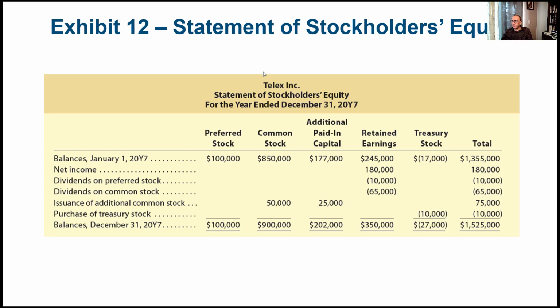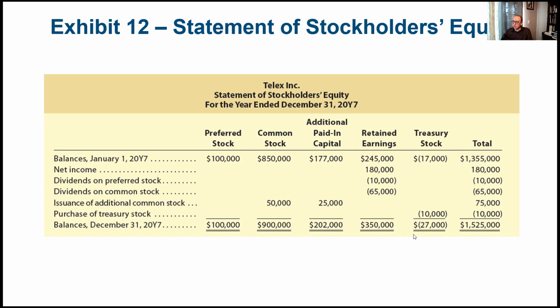You can see here an example for the statement of stockholders' equity. We have a column for preferred stock, a column for common stock, a column for additional paid-in capital, a column for retained earnings, treasury stock, and total. And then we start with the beginning balance. Then we show the effect of the net income, which is only on retained earnings, then the effect of dividends on preferred stock and dividends on common stock, and again, these only impact retained earnings. Then if we issued additional common stock, that would have an impact on common stock and additional paid-in capital. When we buy back treasury stock, this would be a negative amount under the column of treasury stock.